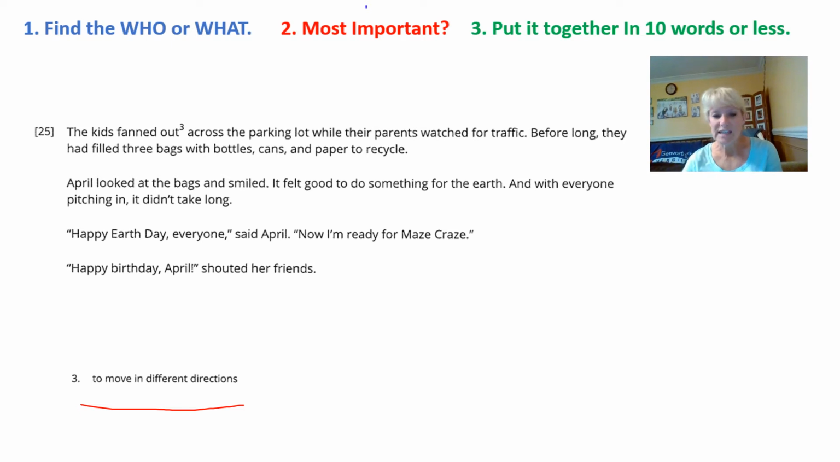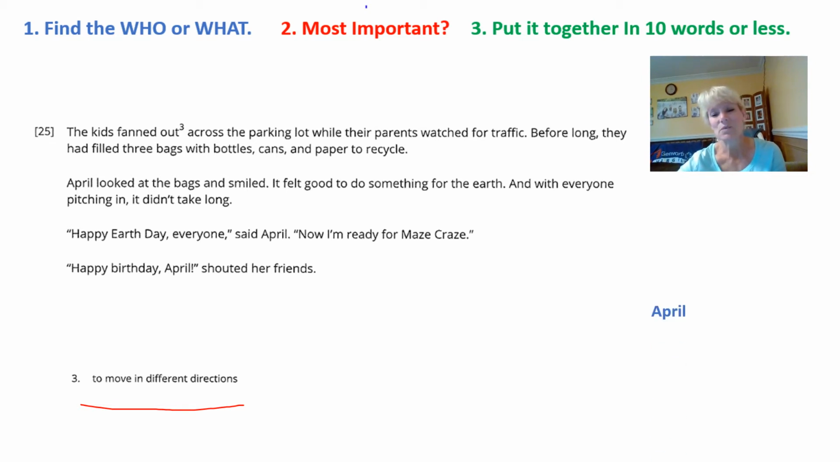The kids fanned out across the parking lot while their parents watched for traffic. Before long, they had filled 3 bags with bottles, cans, and paper to recycle. April looked at the bags and smiled. It felt good to do something for the earth. And with everyone pitching in, it didn't take long. "Happy Earth Day, everyone," said April. "Now I'm ready for Maze Craze." "Happy birthday, April," shouted her friends.